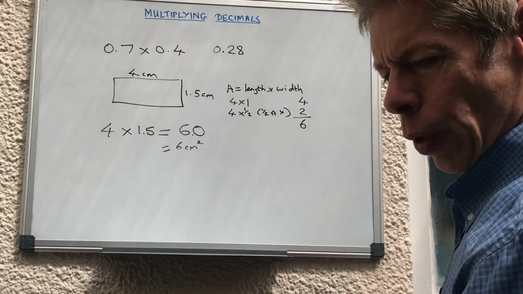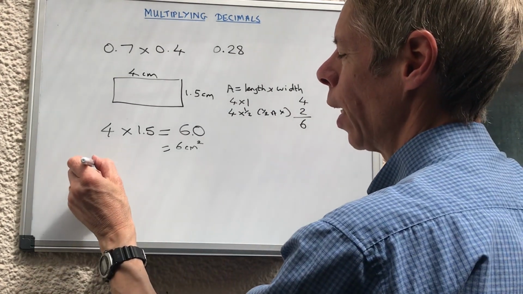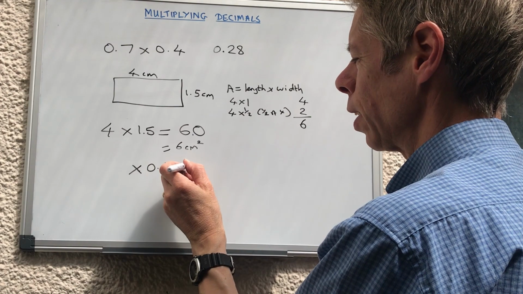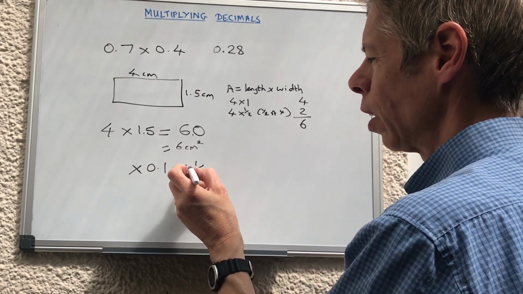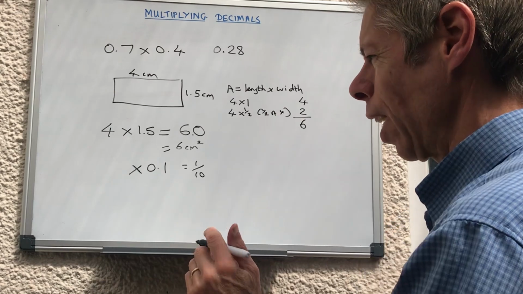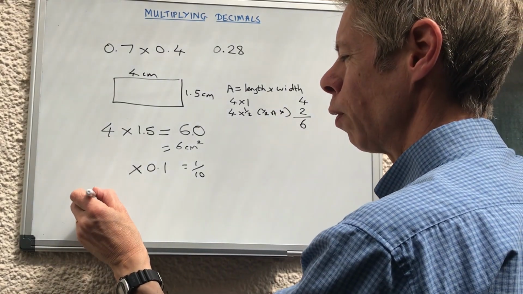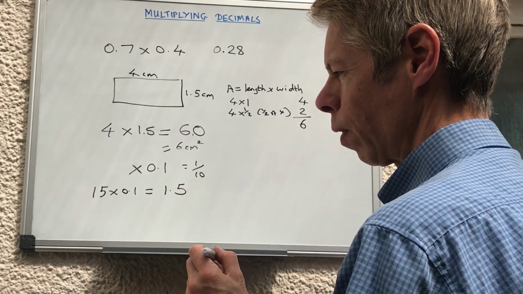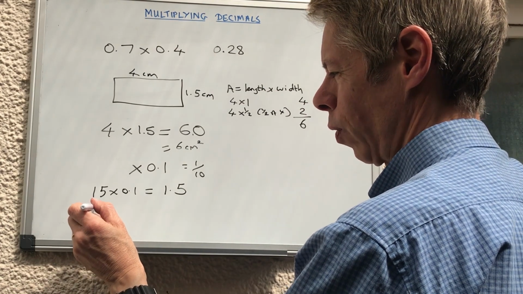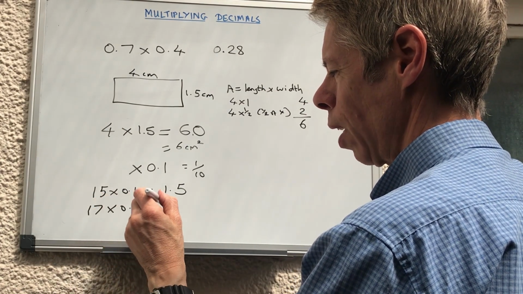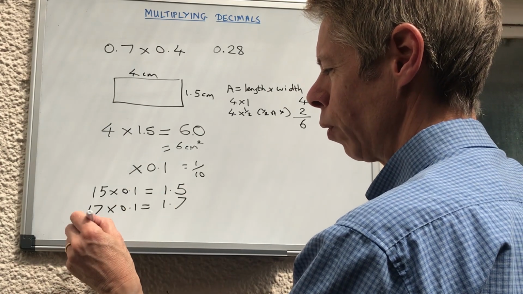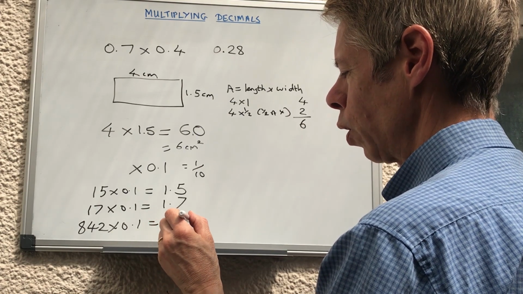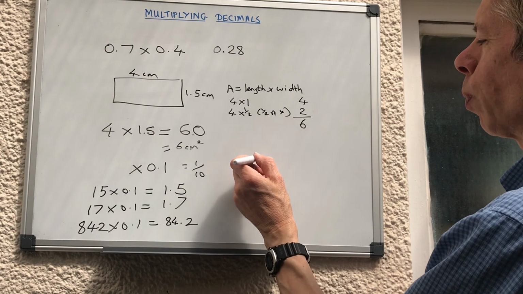Okay, another trick you can do, if you're multiplying by 0.1, 0.1 is the same as 1/10. So basically, if you multiply by a tenth, you're dividing by 10. So say you had 15 times 0.1, you would get 1.5. If you had 17 times 0.1, you'd get 1.7. If you had 842 times 0.1, you would get 84.2.